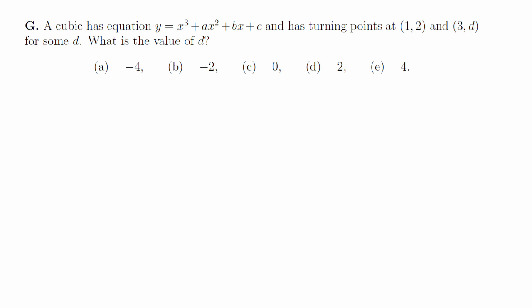1g. The turning points are at x equals 1 and x equals 3, so if I take the derivative of this cubic, then it should be 0 when x is 1 or x equals 3. Plugging in 1 and 3 to the derivative of this cubic gives me two equations for a and b, and if I solve these simultaneous equations, I find that a is minus 6 and b is 9. Now, sending this curve through the point 1, 2 gives me the value of c, that's minus 2. And finally, checking the value at x equals 3 gives me the value of d. I find d is minus 2, so the answer is B.